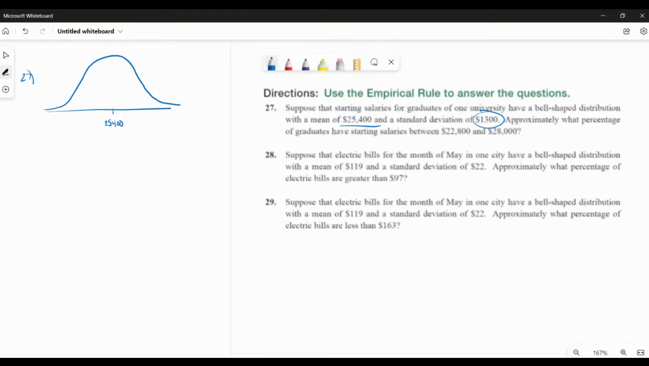Approximately what percentage of graduates have starting salaries between 22,800 and 28,000? We're going to take this mean and add that standard deviation, and then add it again. I'm going to stop right there because that's one of the numbers in my problem. Then I'm also going to subtract it.